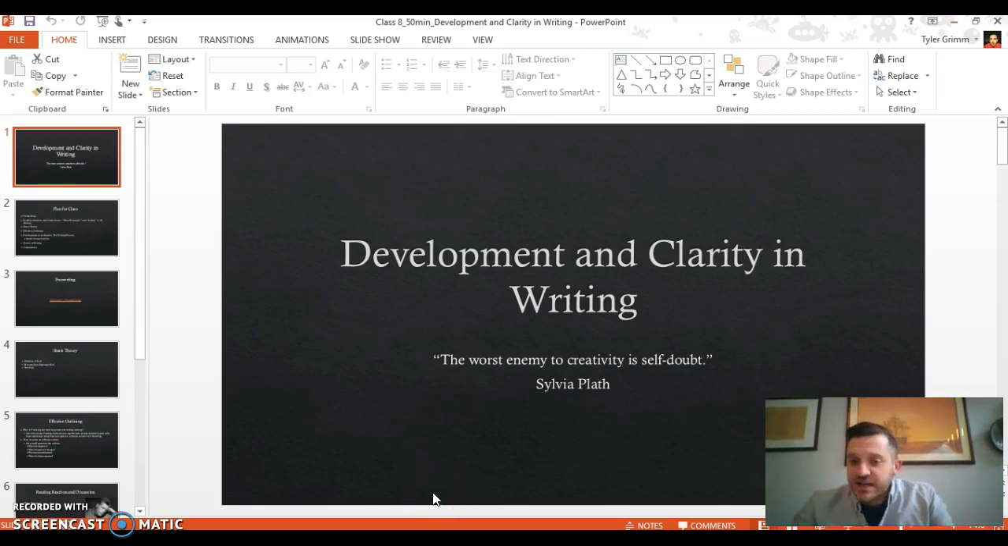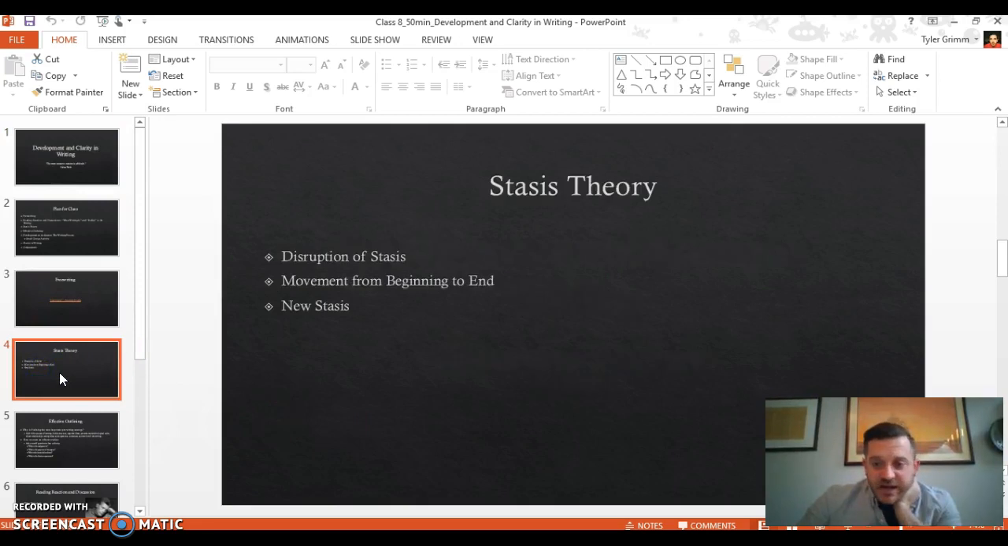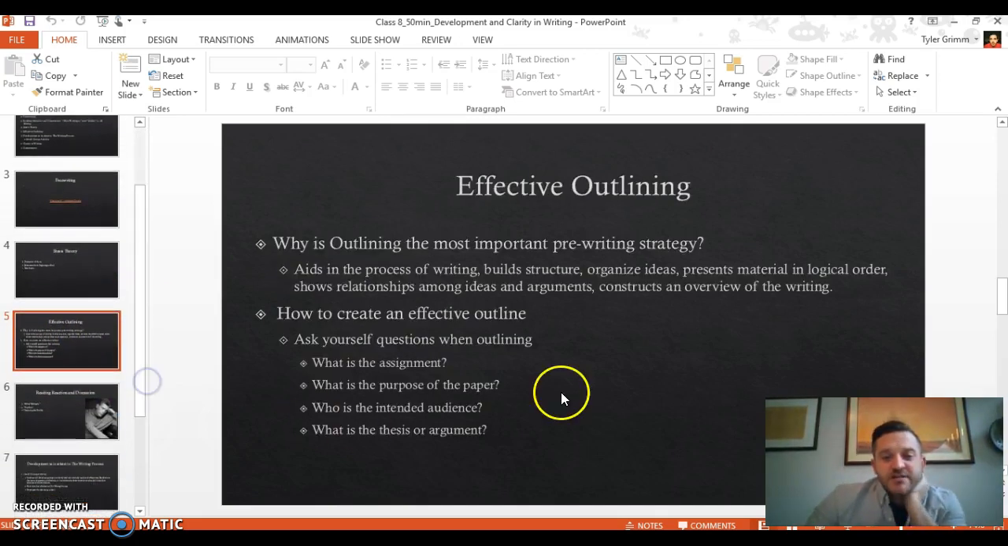And this, again, uses the PowerPoint from this week, which is called Development and Clarity in Writing. It's the Class 8 PowerPoint. So in the last lecture, I discussed stasis theory and how that relates to structure. We're kind of moving on in a random way. I have something here about outlining as an effective pre-writing strategy.